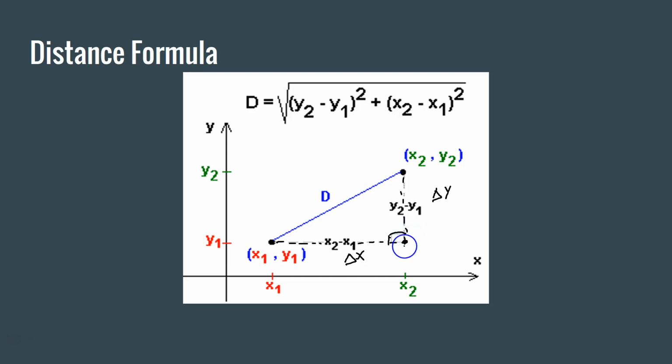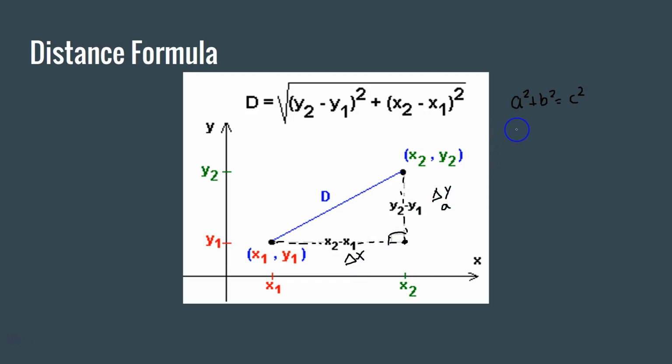So when you have a right triangle, you should be thinking of a certain formula. A squared plus b squared is equal to c squared. Remember that? The Pythagorean theorem.